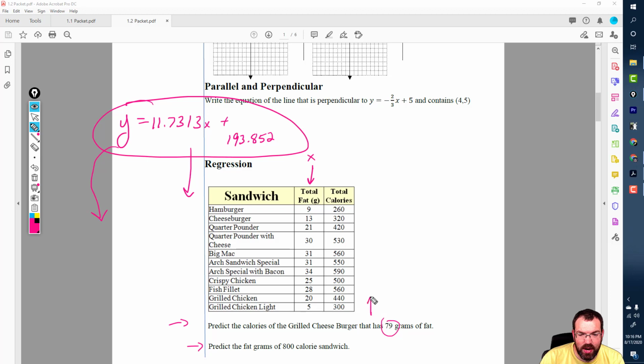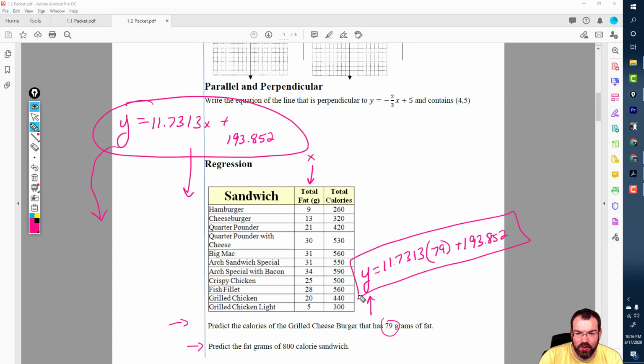So I'm going to take my equation, y equals 11.7313. I'm going to multiply that by 79, and I'm going to add 193.852. Now, I'm not going to do that. You can calculate using a calculator, okay? So multiply and then add this, and you'll get your answer. It's going to be some crazy amount of calories.